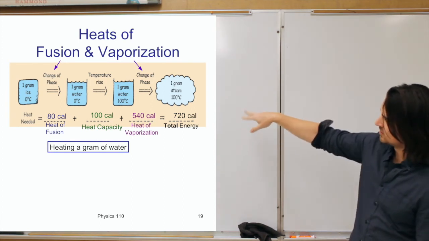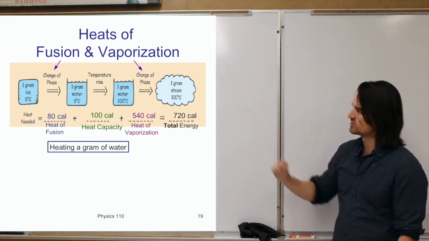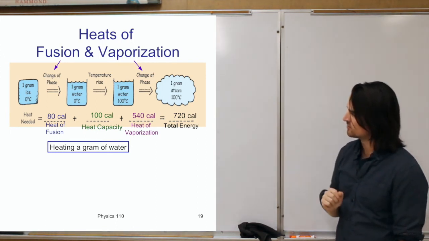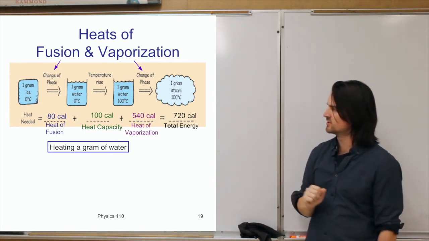And also, all that heat together, just in case you're wondering, 720 calories in order to change 1 gram of ice at 0 degrees Celsius to 1 gram of water at 100 degrees Celsius.